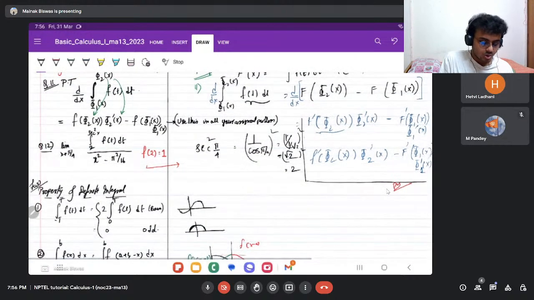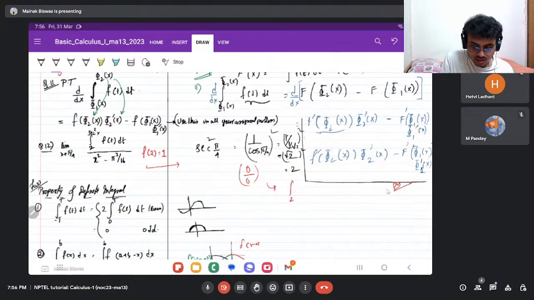Yes, sir. So do you see that it is a 0 by 0 form? Because your numerator is the integral from 2 to 2 of f(t) dt, and 2 to some delta. This tends to 0, right? Yes, sir. And the denominator is also pi by 16 minus pi by 16. This also tends to 0, right?